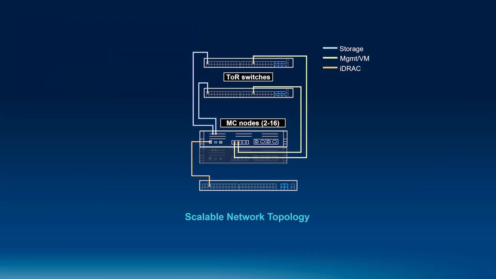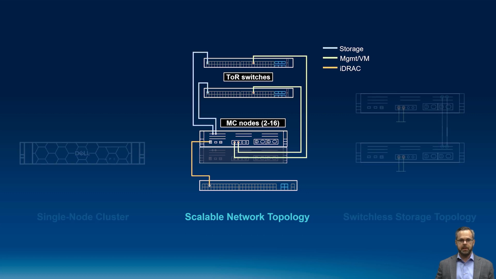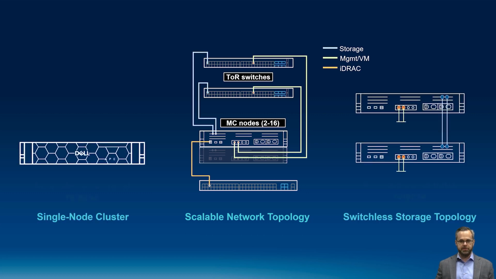Now, before I get into the interface, I just want to highlight that at initial release of the platform, you can only expand a cluster running a minimum of 2 nodes, and it must be configured to use the scalable network topology. With this case, you can add 1 node at a time to a maximum cluster size of 16 nodes. Scaling out single node clusters and 2 node clusters that use the switchless storage network topology are not currently supported.